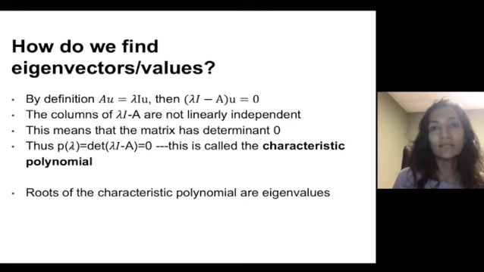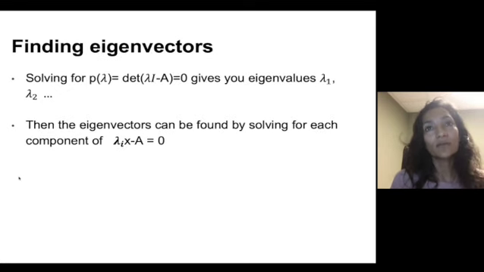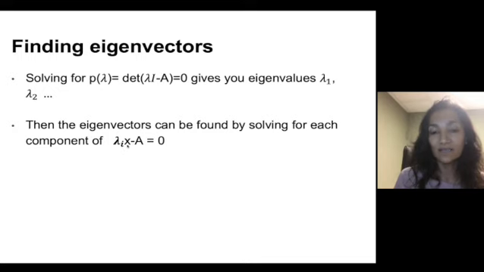Now, taking lambda to be unknown, we can form a so-called characteristic polynomial. P of lambda equals the determinant of lambda times I minus A. And now when you set this equal to 0 and solve for the roots of this polynomial, you get the eigenvalues back. Now, how do you find eigenvectors corresponding to these eigenvalues? Once you have the eigenvalues, you can substitute them in, and you can solve for this equation component-wise. And we'll see an example of that in a second.